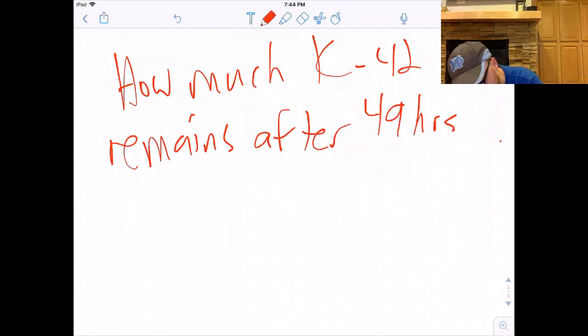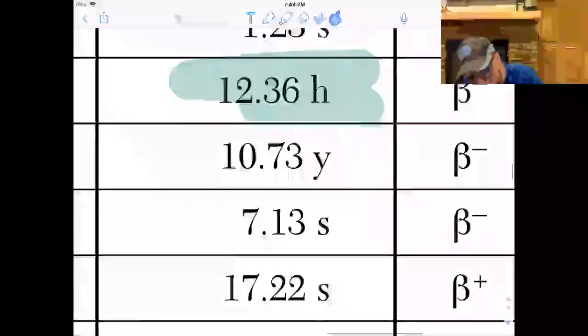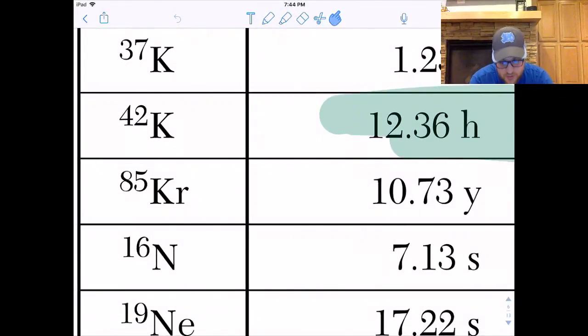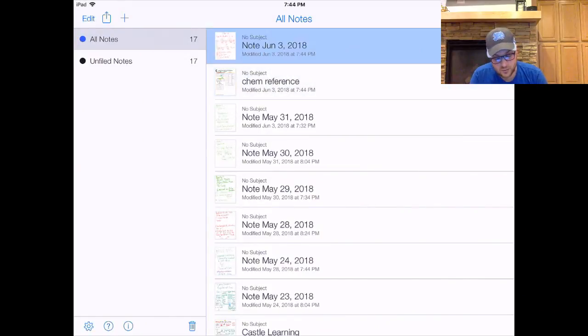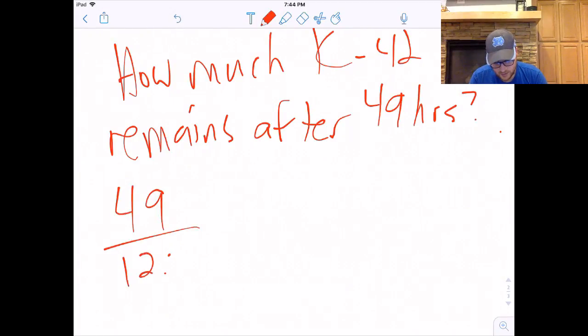So we said one half-life was about 12.36 hours, right? Yeah, 12.36 hours is one half-life for K42. So I have to divide by 2 until I hit 49 hours. How many times do you have to divide by 2? If you do 49 divided by 12.36, you'll get about 4. So if you know 49 hours is given in the problem, and you know one half-life is 12.36 hours, it's about 4 half-lives in this question.